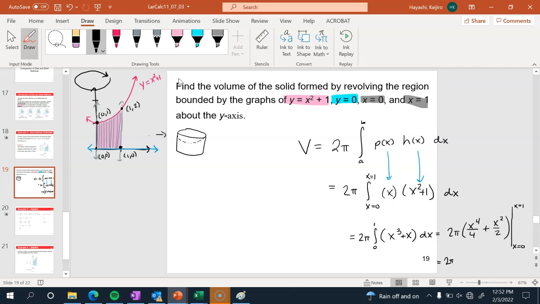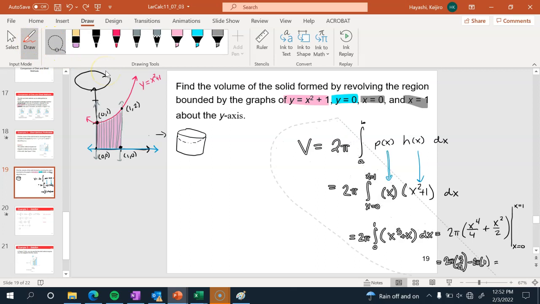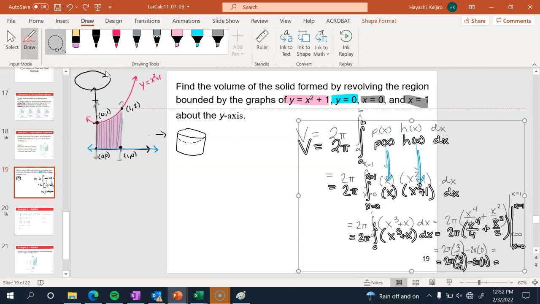Plugging in 1, that's going to be 1/4 plus 1/2. So 1/4 plus 2/4, which is going to be 3/4. Minus, 2 pi times, that's going to be 0. So it turns out to be 3/4 times 2 pi, or 3/2 pi, which was the result that we got previously, on Tuesday.